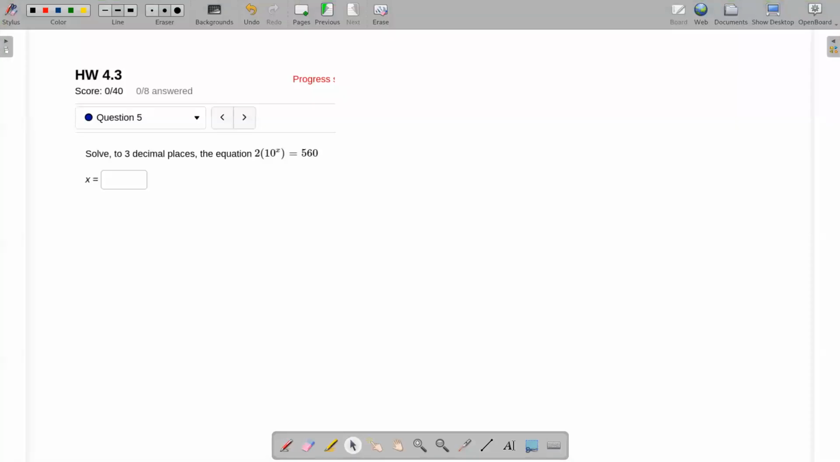So question number 5 in homework 4.3, I need to solve this equation for x. First thing to do is just write the equation down yourself. So 2 parentheses 10 to the x equals 560. Your numbers are going to be a little different, but that's okay.